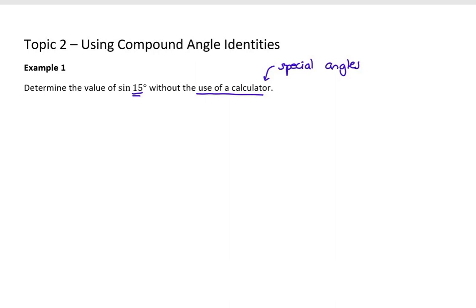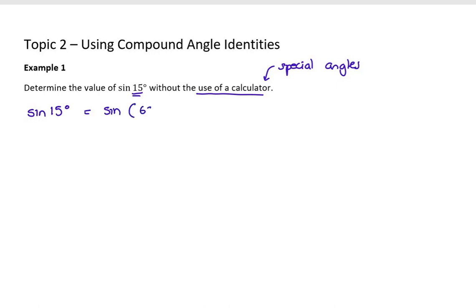Because the only tool that I've had is to use reduction, and reduction only works off an axis. So I've always had to say, is there a special angle that I can add or subtract to an axis angle, so 180 or 90 or 270, 360 to rewrite 15. Now for the first time we have the ability to do this, but we don't have to use an axis because we have compound angle identities. So can you rewrite 15 degrees using two special angles?